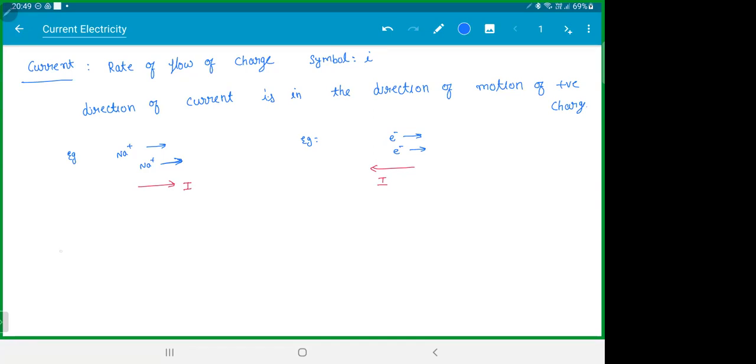Clear? Now, going for the definition of this, I is equal to dq by dt. So we can write q, which is charge flow, is integral I dt. If someone asks you to find the average current, it is change in charge by change in time.